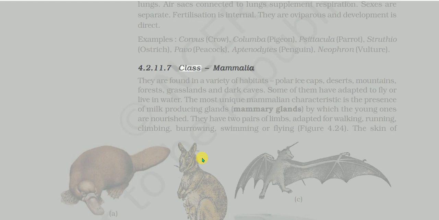Class: Mammalia. They are found in a variety of habitats: polar ice caps, deserts, mountains, forests, grasslands, and dark caves. Some of them have adapted to fly or live in water. The most unique mammalian characteristic is the presence of milk-producing glands, mammary glands, by which the young ones are nourished. They have 2 pairs of limbs, adapted for walking, running, climbing, burrowing, swimming or flying.